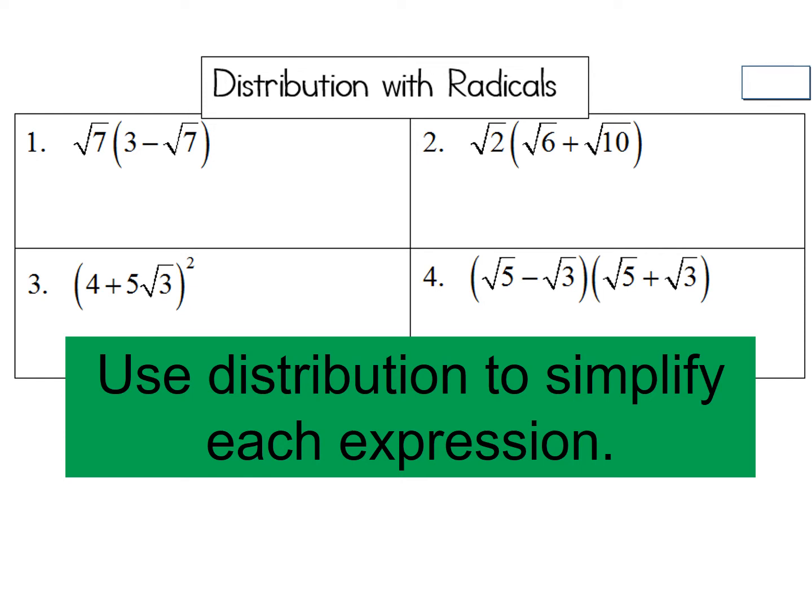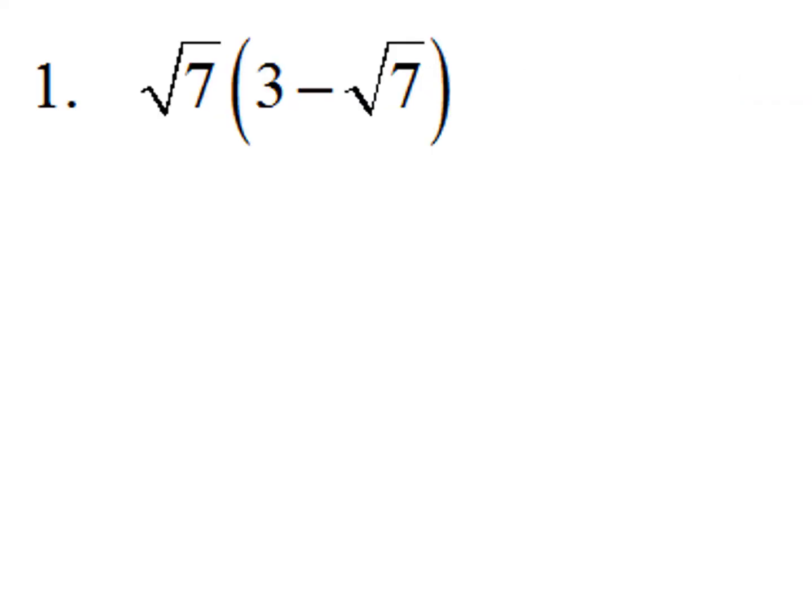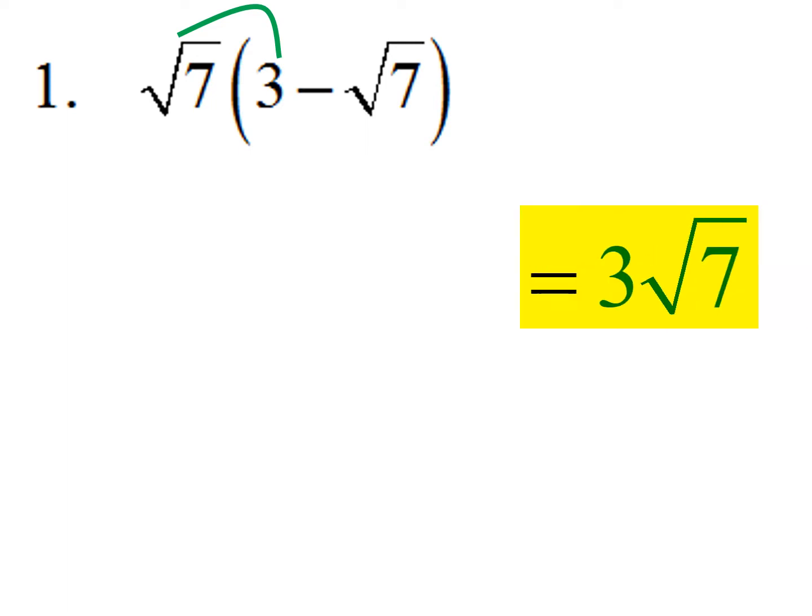Today we're going to be talking about distribution with radicals. So here's our first problem. It's the square root of 7 times 3 minus the square root of 7. First thing we want to do is distribute.